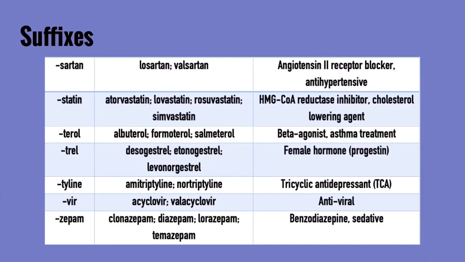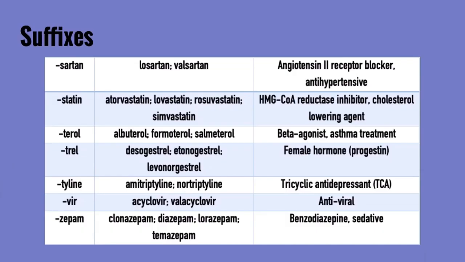Turol, so albuterol, formoterol, and salmeterol, all mean beta agonists. These are common asthma treatments. They may also be used as COPD treatments. I would know these as breathing treatments in general, but their specific class is beta agonist. Trel, so desogestrel, etonogestrel, and levonorgestrel, are female hormones, specifically progestins.